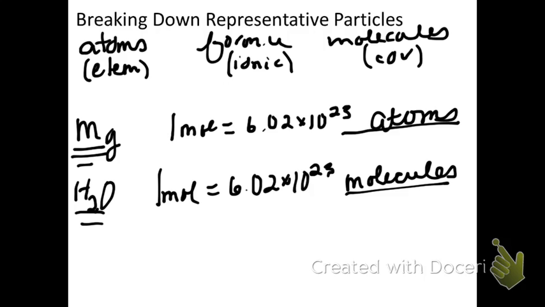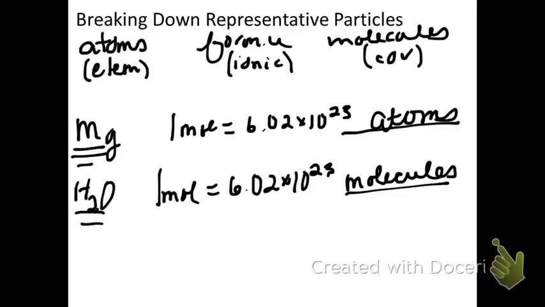The reason it's not atoms is the smallest piece you can break water into without changing the properties of water is the molecule. If you broke it down into a hydrogen atom, then it would be explosive versus the fact that water is not. So you can't change the properties when you're defining a representative particle. That's why the molecule is the smallest piece of water without a change of properties.